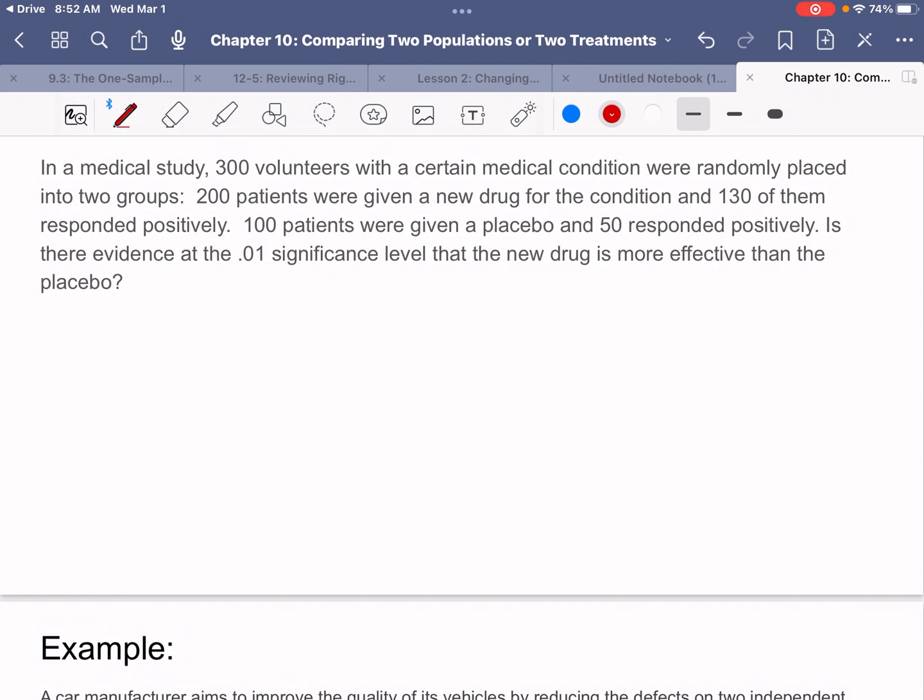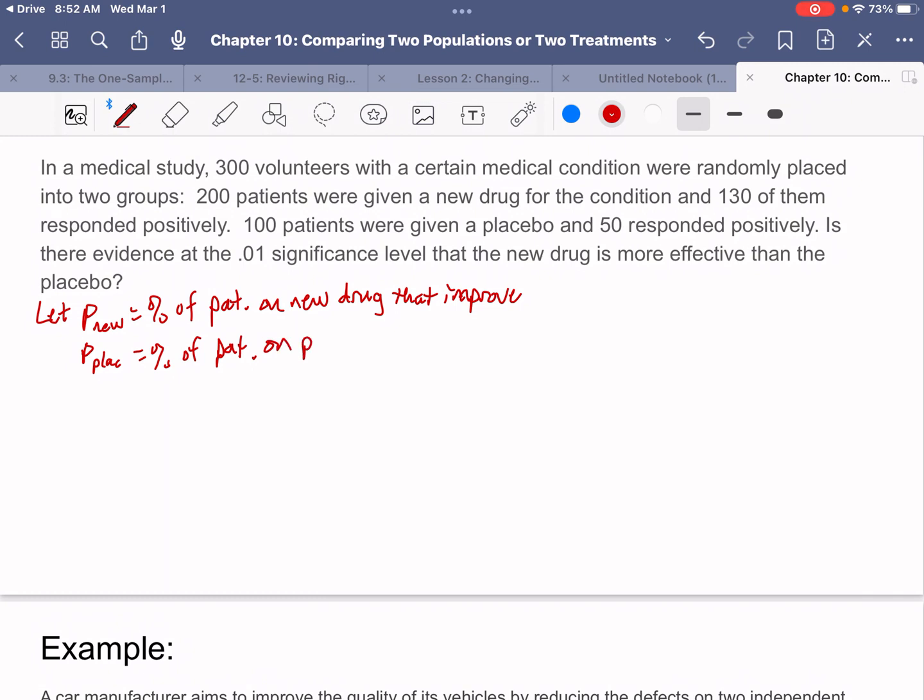All right, so here we go. I'm going to define two parameters. I'm going to say let P subscript new equal the percentage of patients on new drug that improve. And then I'm going to say let P subscript placebo equal the percentage of patients on the placebo that improve.